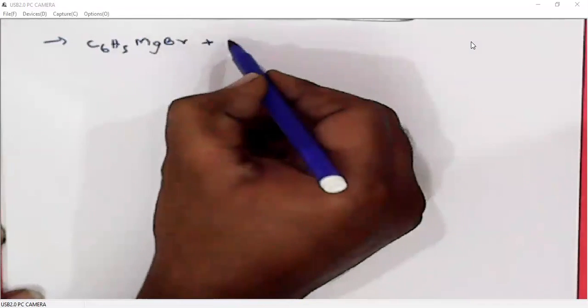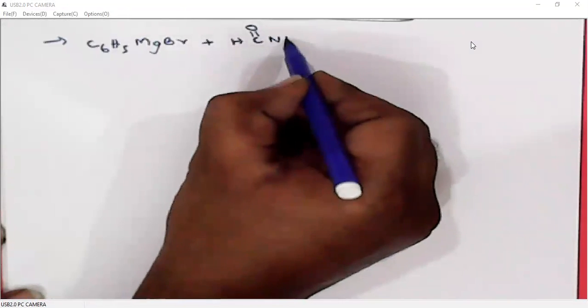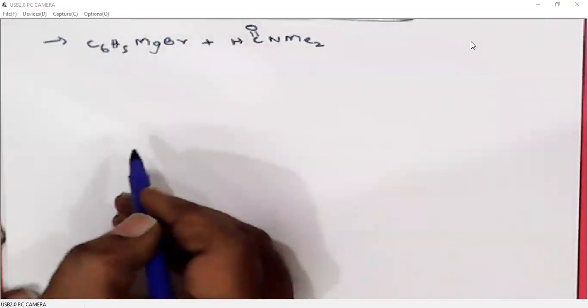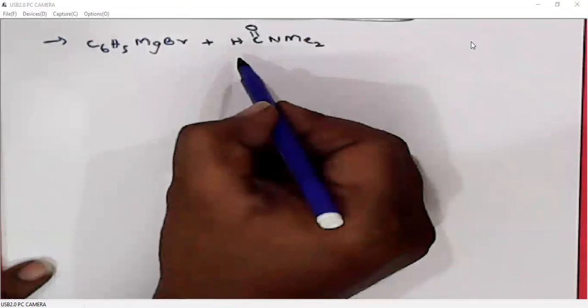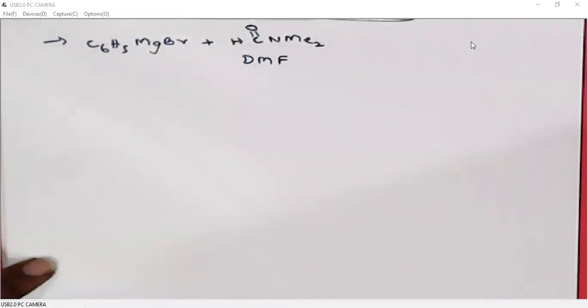How do Grignard reagents react with amides? This is N,N-dimethyl formamide. In short, we call it DMF.